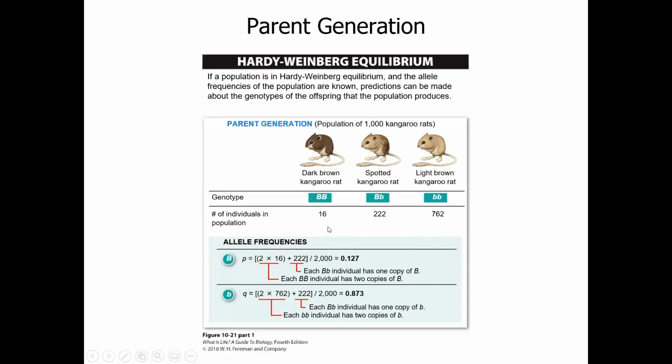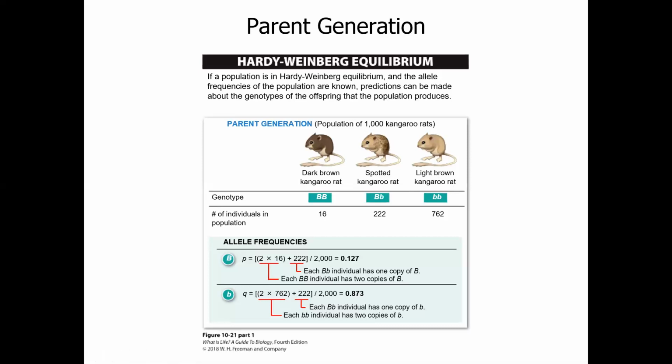Ultimately, in our population of 1,000 kangaroo rats, so we're looking at 1,000 individuals for this population, we have 16 individuals of the population that have the homozygous dominant dark brown condition. We have 222 individuals that have the heterozygous dominant condition, or the spotted fur color. And then we have 762 individuals that have the homozygous recessive condition and have the light brown fur color.